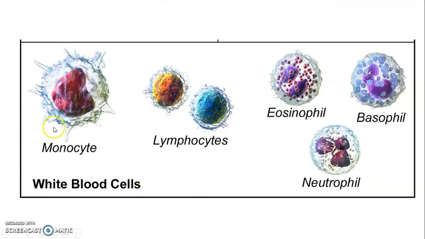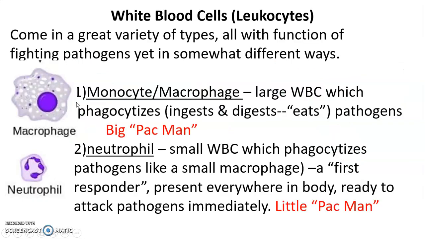Okay. White blood cells, look how cool they are. Look how many of them there are. We're not going to learn everything about them. It gets super complex, but we'll learn a little bit. A monocyte, the other name for it is a macrophage. So this is the one that we looked at the picture of a few minutes ago. So let's go through them. Huge variety of types, and they all have a different way of fighting pathogens. The monocyte or the macrophage is the one you know the best.